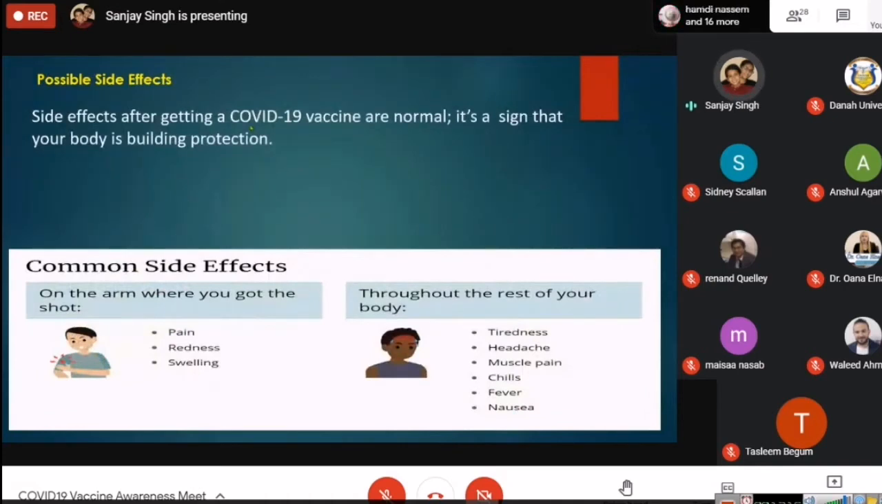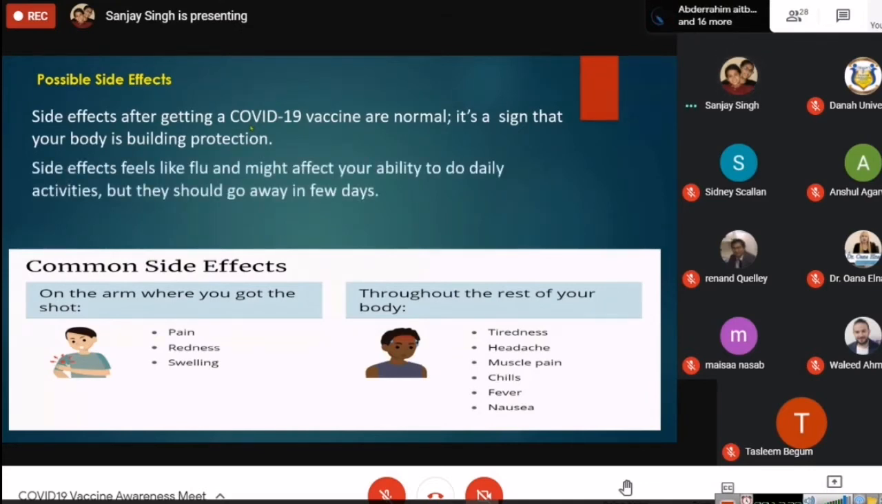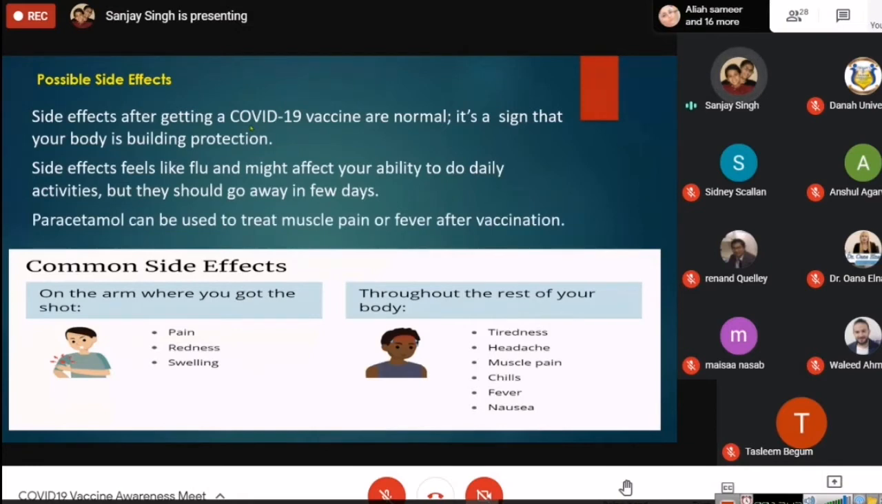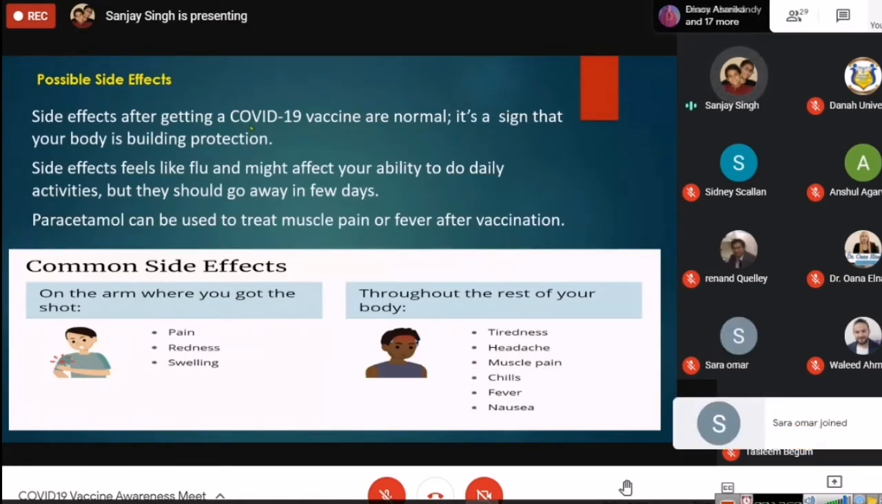So side effects after getting COVID-19 vaccines are normal. It's a sign that your body is building protection. So if you get fever or pain, you shouldn't worry. That means your immunity is building up. Side effects will feel like a flu and might affect your ability to do daily activities. But it should go away in a few days. Or you can use paracetamol to treat the muscle pain and fever after vaccination. But it's not advisable to take analgesics or paracetamol before you go for vaccination, unless you get the side effects.